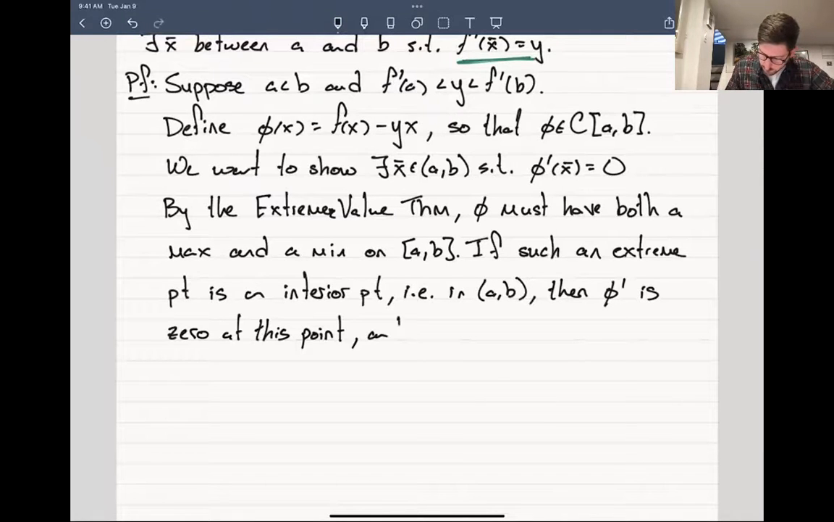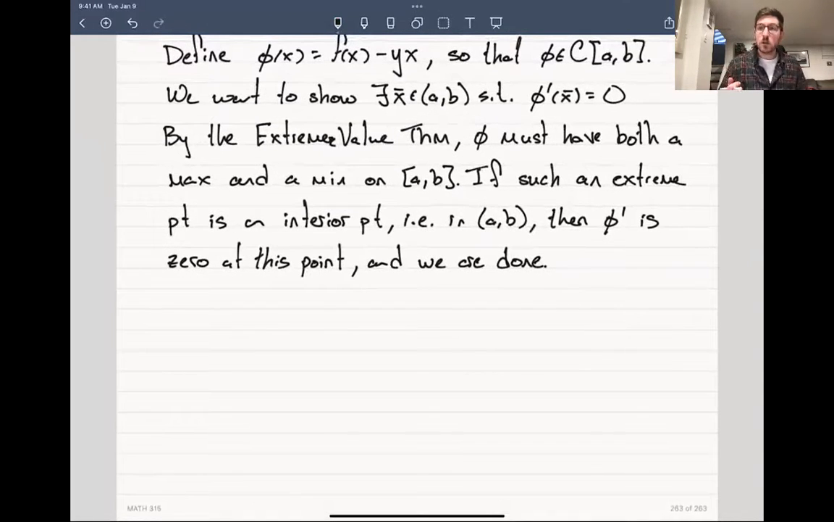And we are done. Right? So what this says is that, by the extreme value theorem, there is a maximum and minimum value attained by phi on this closed interval. Now, if either the maximum or the minimum is attained at an interior point, so not at the endpoints of this interval, then we've already proven that the derivative vanishes at that point. Boom, we're done.